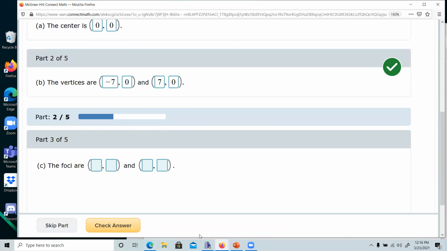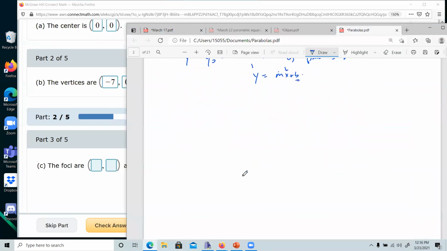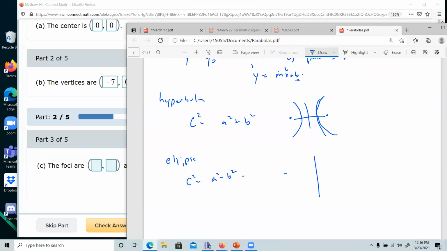Okay, now the foci, again, I do not have a problem providing you with this information. If I'm going to ask you a question about the foci for a hyperbola, c squared is equal to a squared plus b squared, just like Pythagorean. Notice with the hyperbola, the focus is outside of the curve, a little bit more than the curve, but with an ellipse, c squared is equal to a squared minus b squared, and the foci were inside of the curve.